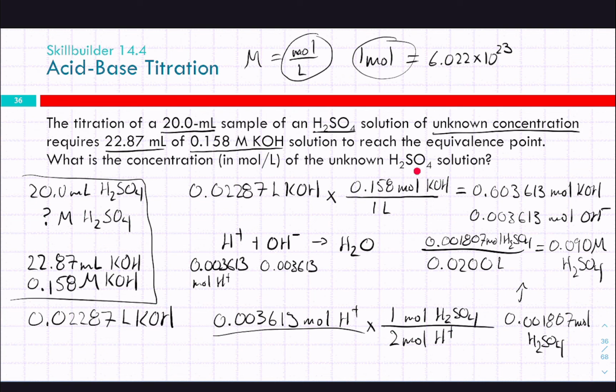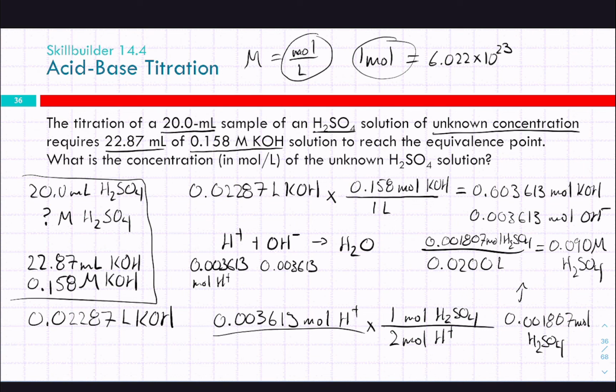And then we used the molarity to calculate how many moles of potassium hydroxide we have. So that gave us this number. So that's how many moles of potassium hydroxide we had to add to use up all of the H plus in the solution.